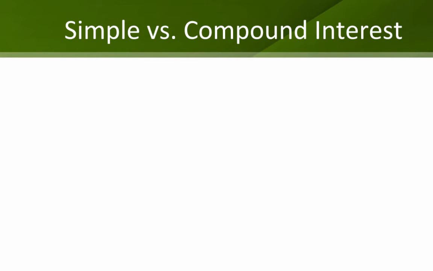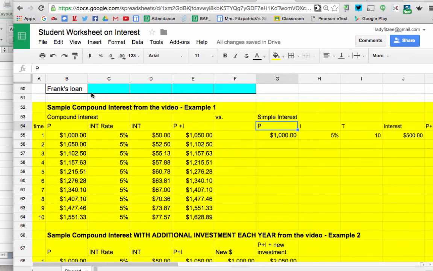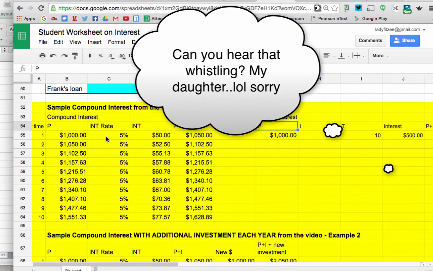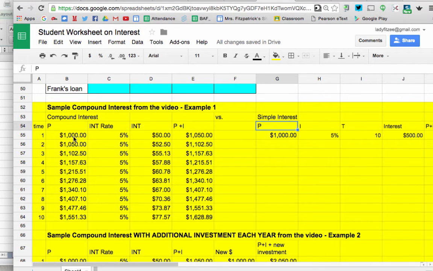Okay, I'm going to flip back to your worksheet because I did a simple versus compound interest example on your worksheet. Highlighted in yellow so you could easily find it, I have these 2 examples. This is going to be a sample compound interest versus a simple interest situation. We're going to assume that we invested $1,000 at 5% compound interest for 10 years. So here's the $1,000 times our interest rate, and that's going to give us $50.